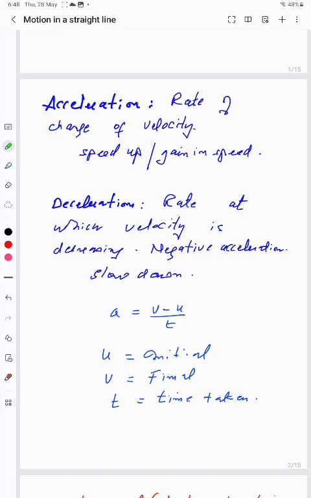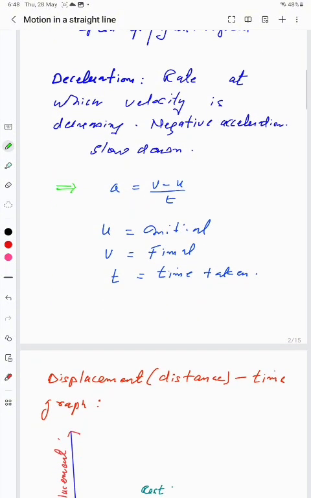There is a formula for acceleration which works both in case of acceleration as well as in deceleration. a equals v minus u over t. u stands for initial velocity, v for final velocity, and t is equal to time taken.